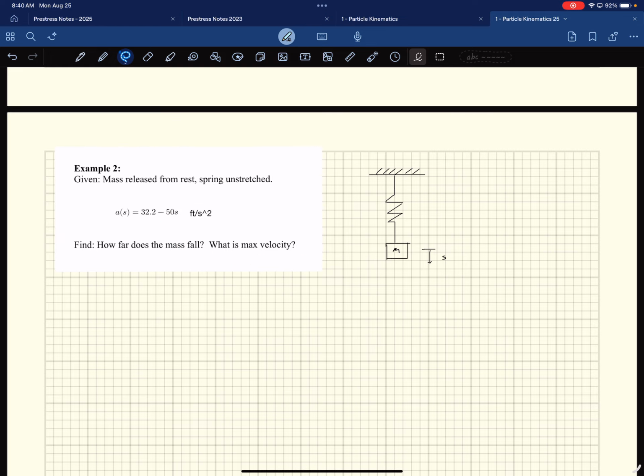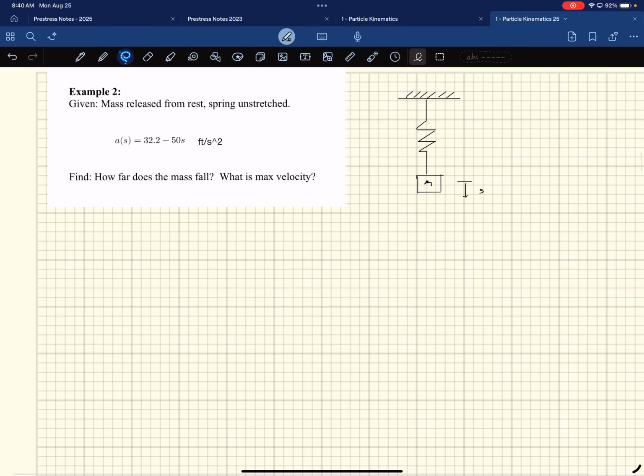Okay, all right. So this is a mass released from rest, the spring is unstretched, and they tell us the acceleration equation. This would be a perfect example. We'll do a very similar problem later on when we start kinetics. But in this case, they tell us what this acceleration equation is. Later on, a little foreshadowing, we're going to derive that.